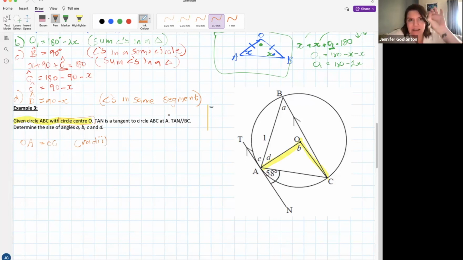So tangent means it just touches at one spot on the circumference at A. Now, when we have a tangent, we generally have two different things that we need to look at. We either need to look at tan chord theorem. Okay, so tan chord theorem.